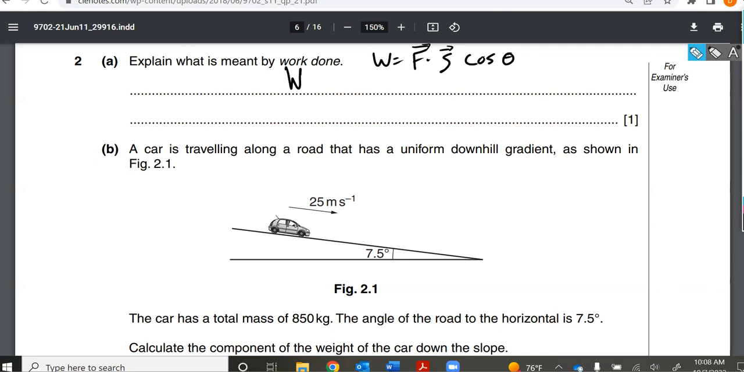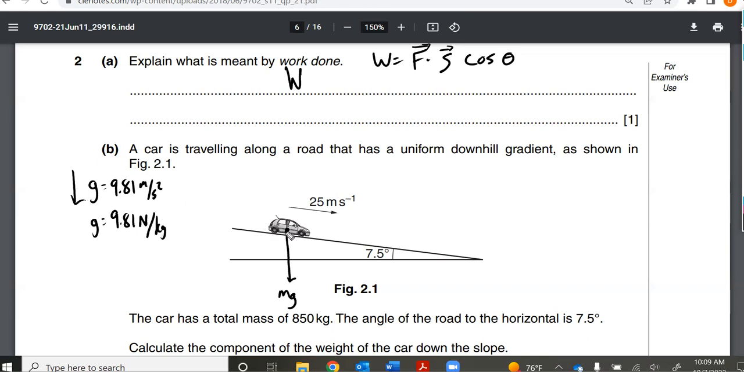All right, we have a car traveling along a road that has a uniform downhill gradient as shown. The car has a mass of 850. The angle of the road to the horizontal is 7.5 degrees, and we are to calculate the component of the weight of the car down the slope. The car has weight that goes straight down, and that weight is equal to mg. We're given the mass, so we can calculate the weight. Imagine that we're here on Earth with a gravity field equal to 9.81 meters per second squared. And remember, that's the same thing as 9.81 newtons per kilogram. Two different ways to think about the acceleration of free fall or the strength of Earth's gravity field.